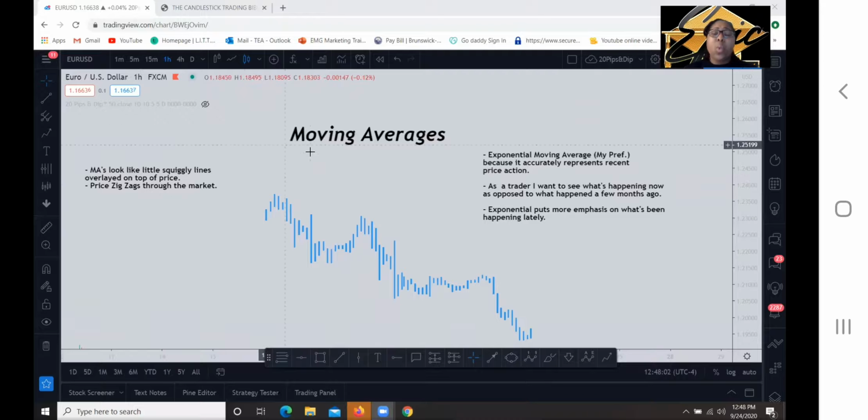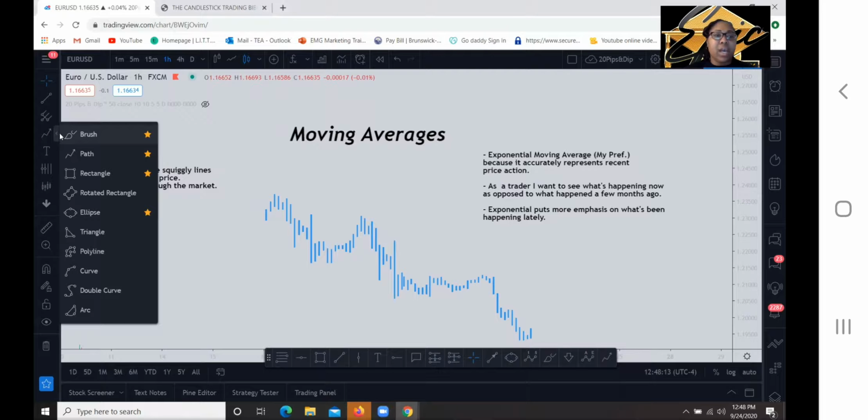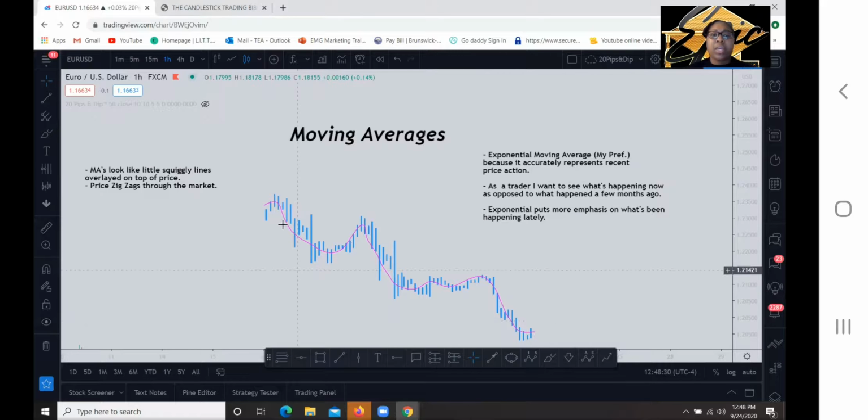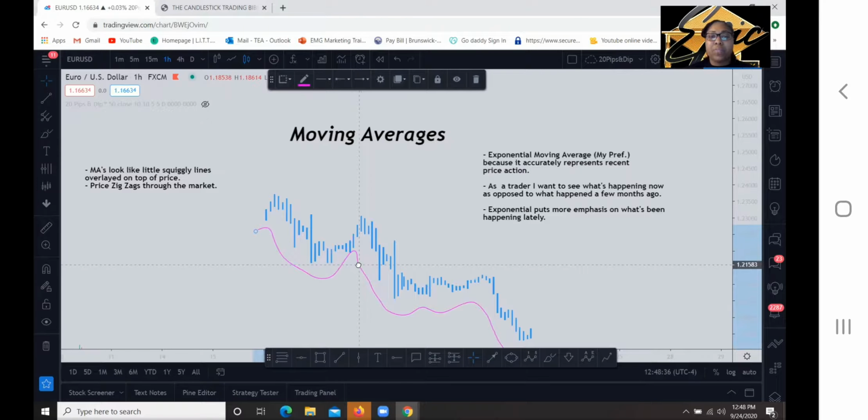So what is a moving average? A moving average looks like a little squiggly line overlaid on top of price, right? So these are representing candlesticks. You might see something like this here, right? The moving average is moving along with the trend of the candlesticks. Now, depending on what moving average you use, it might be close to the candles, and it might be away from the candles. It might be on top of the candles. It just depends on what type of moving average you're using, right?